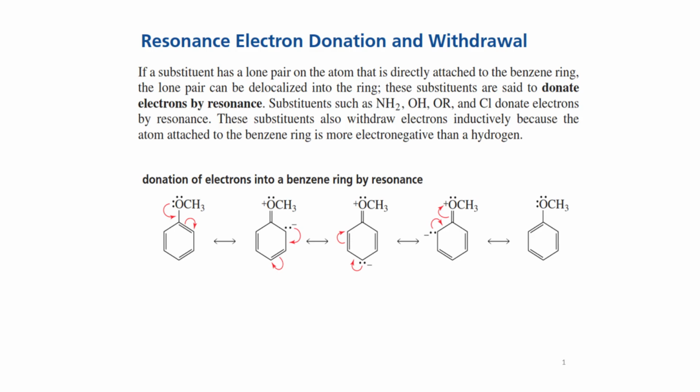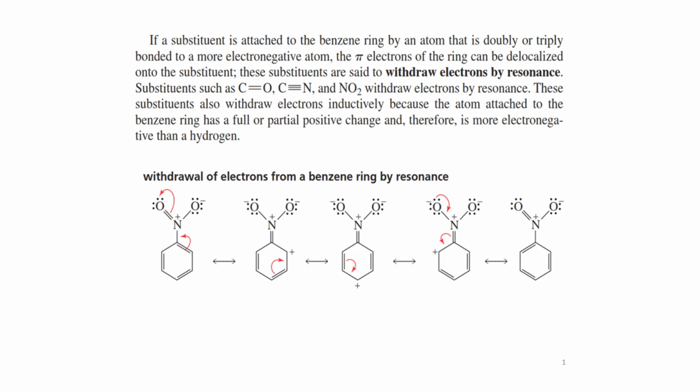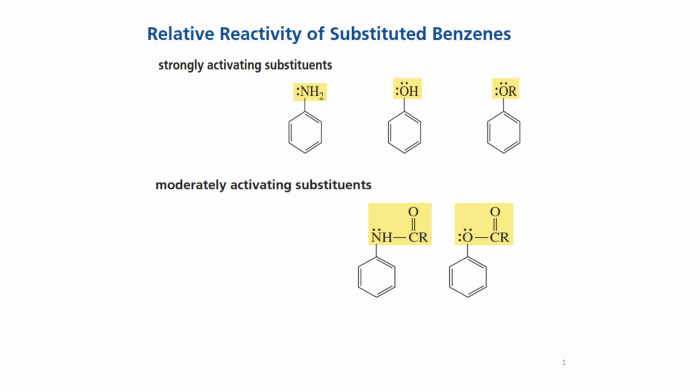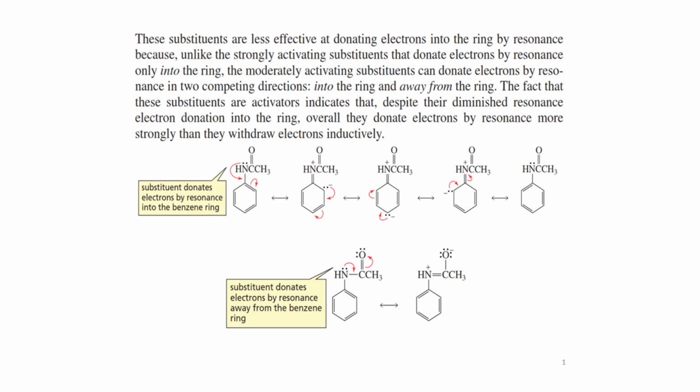Substituents with lone pairs can donate electrons by resonance, while those with double or triple bonds can withdraw electrons by resonance. Substituents attached to electronegative atoms can withdraw electrons by resonance, affecting the electron density of the benzene ring. Strongly and moderately activating substituents increase the reactivity of benzene by donating electrons into the ring. Moderately activating substituents can donate electrons both into and away from the ring, affecting the overall electron density and reactivity.